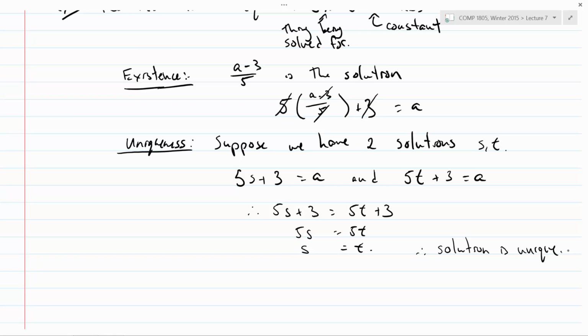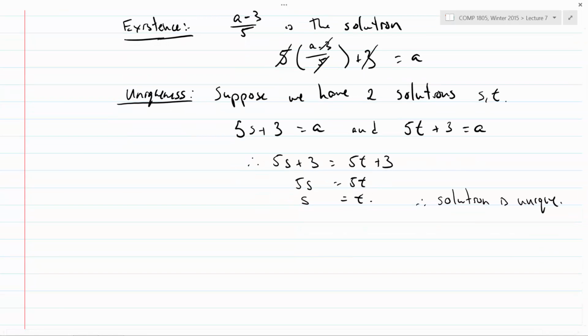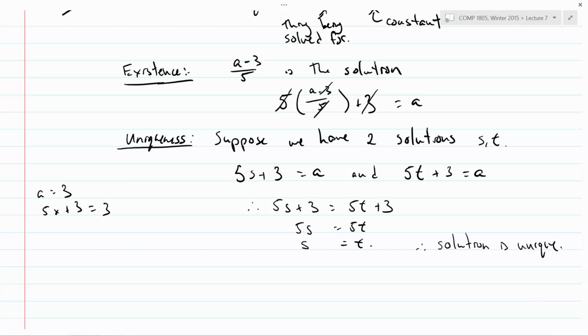Question in the back? What if a was equal to plus 3? So a equals plus 3. We want a solution to 5x plus 3 equals 3. Then the solution that this gives us is 3 minus 3 over 5, which is equal to 0. That makes sense because 5 times 0 is 0, plus 3 is 3.